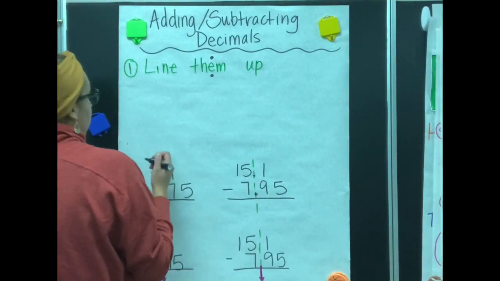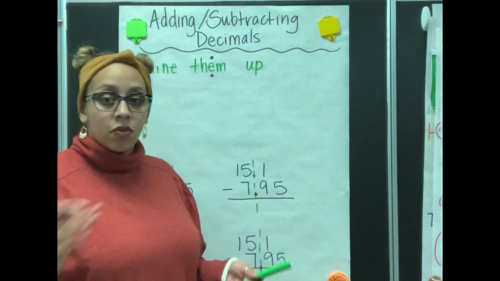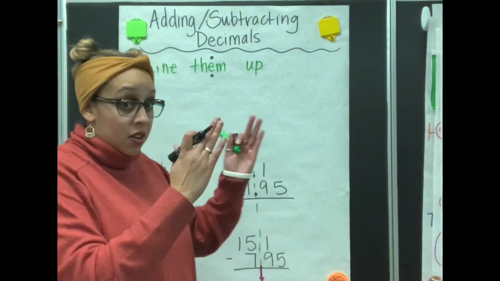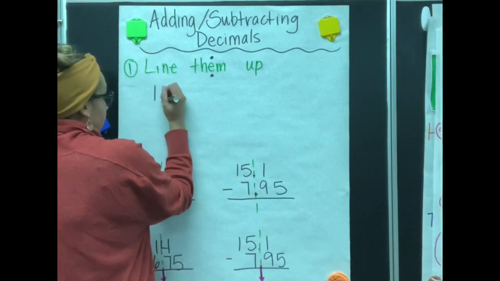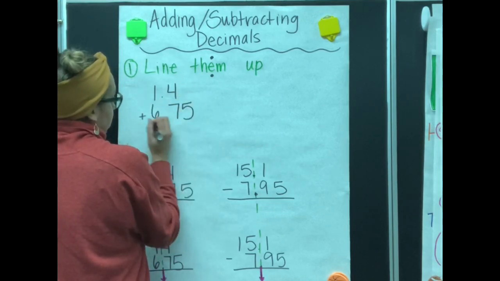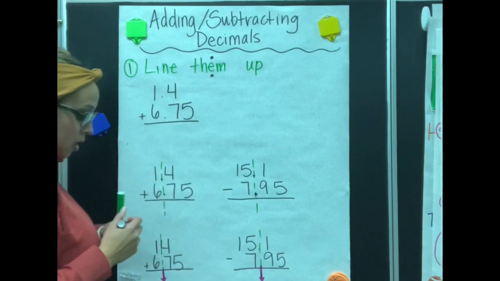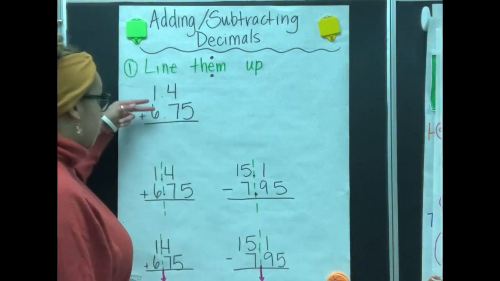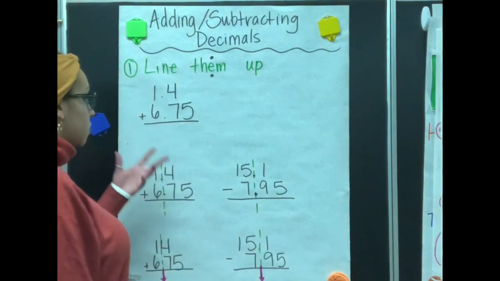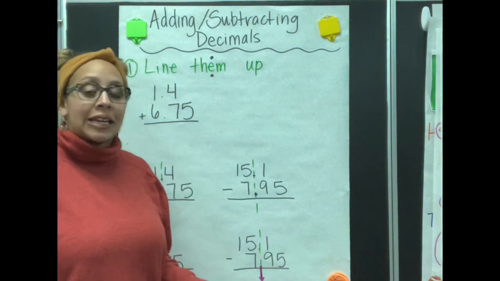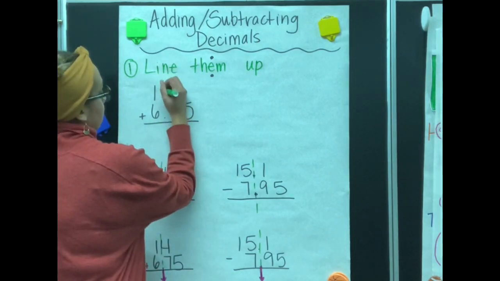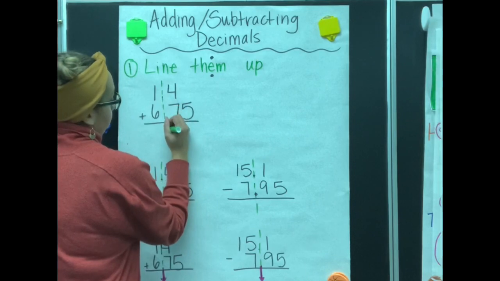Our first problem, we had 1 and 4/10 plus 6 and 75 hundredths. So we are going to line them up. And if you switch these two, because we're adding, it's not going to change the outcome of our problem. So if you're like, oh, I switched them, that's totally fine when we are adding. Got it? So the first thing we did was we lined them up.